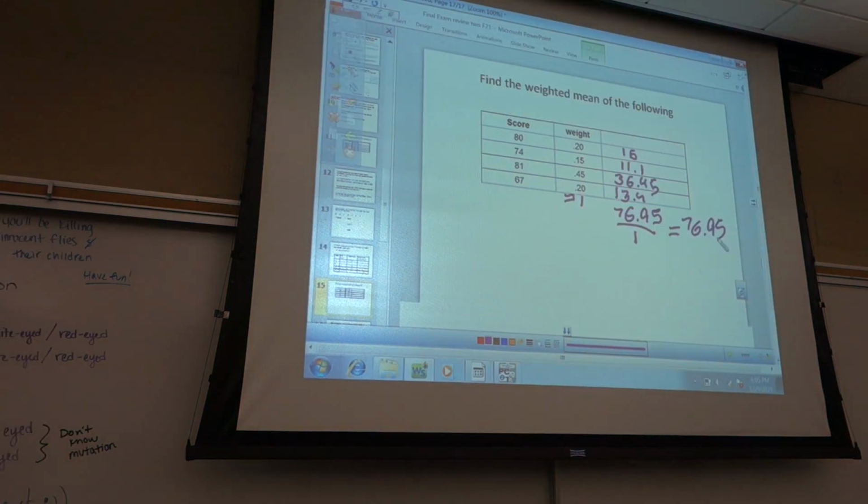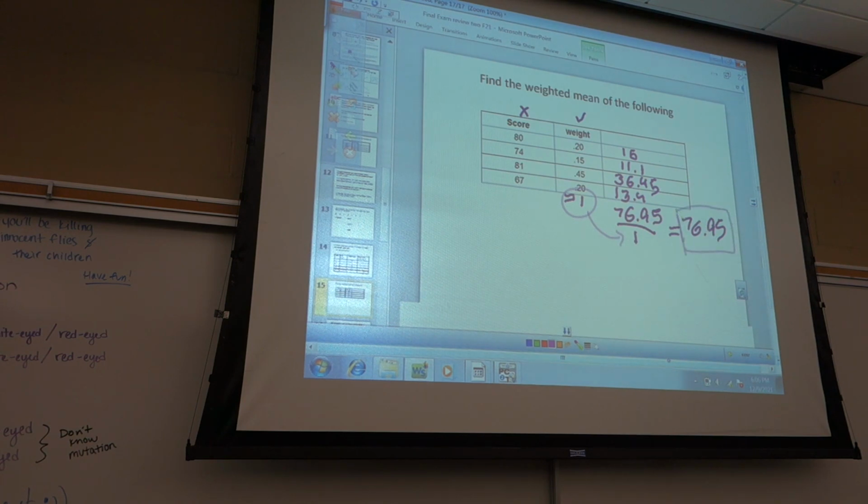Hey, listen up. Omar's going to explain what he did. Omar, go ahead. Alright, so you have your score and your weight. Your score is basically going to be your x, and then your weight is just your weight. In this case, your weight adds up to 1, and that's what you end up dividing by. Then you find your totals by doing 80 times 0.20, so your score times weight. That adds up to 76.95. Then you divide that by 1, so it's just 76.95.